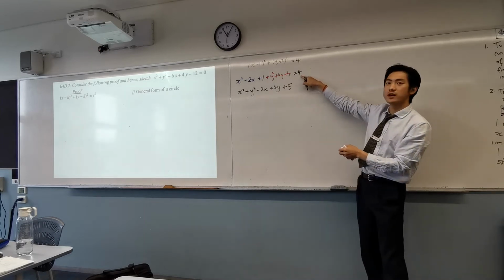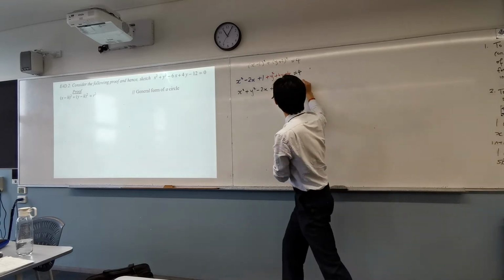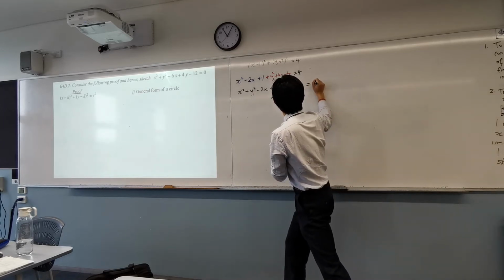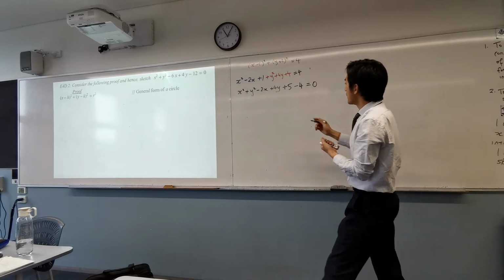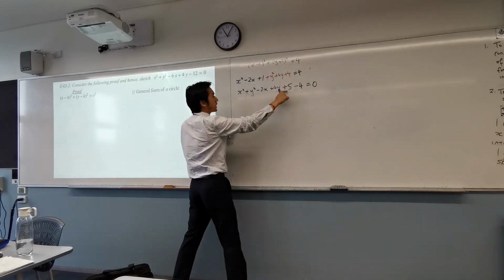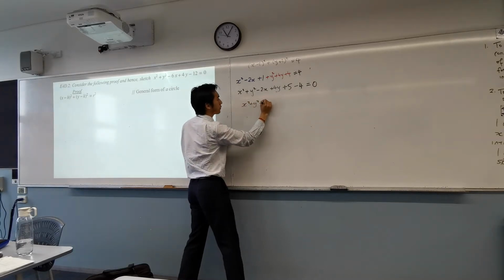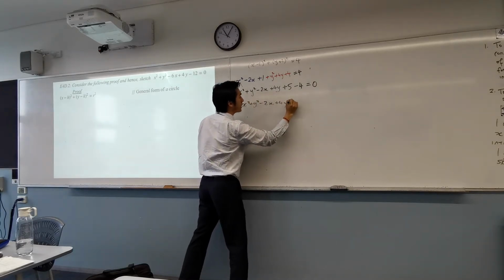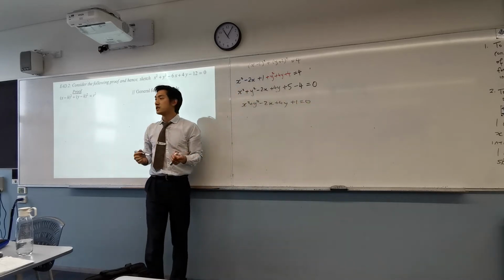And the last thing I'm going to do is make the other side 0 by subtracting 4, okay, minus 4. That's equal to 0. And then we can just combine these constants together. We have x squared plus y squared take away 2x plus 4y plus 1 is equal to 0. And we should label this the standard form.